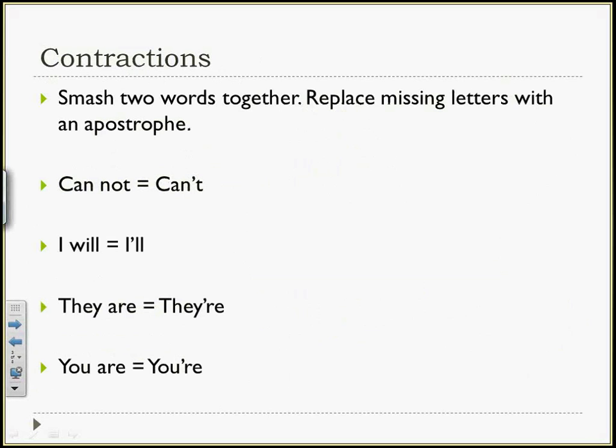So contractions. They smash two words together, and you replace the missing letters with an apostrophe. So words like cannot. We don't often say, I cannot do that. What we usually say is, I can't do it. And we're going to take out this extra N and this O, and we're going to replace it with an apostrophe. I will. We often say I'll. I'll go with you. And you take out the extra letters and you replace them with an apostrophe.